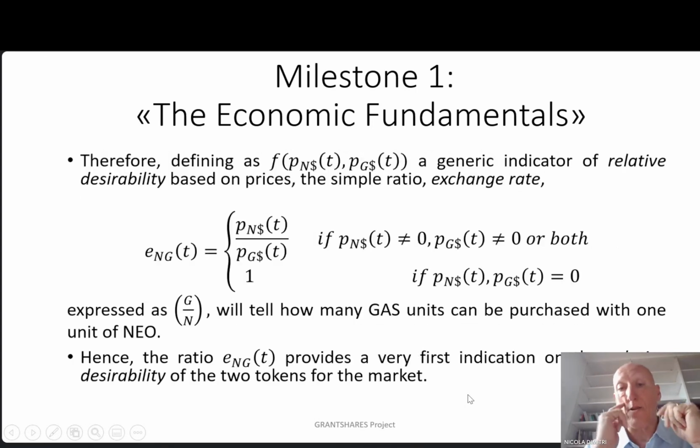Now we're going to get into the more interesting part of it, which refers to the relative desirability. In general, an indicator of the relative desirability, so how much the NEO token is desired as compared to the gas token, is the broad idea of relative desirability.